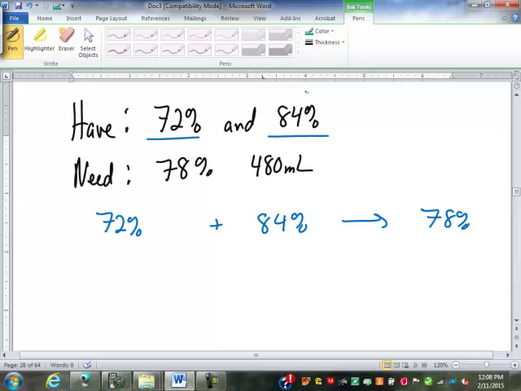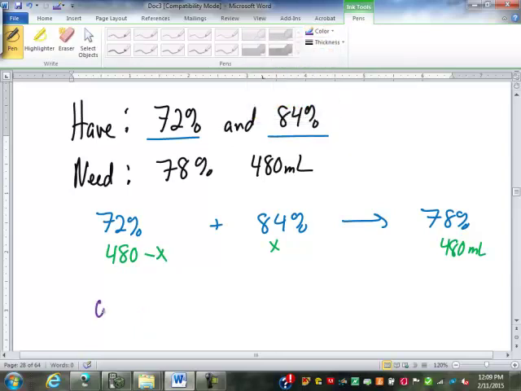We don't know how much of each. All we know is that we're going to have 480 milliliters of the 78% when we're done. We don't know how much of the 72 or 84%. Now in the last one, I chose x to be the larger percent. And there's a very good reason for that, because then I have a positive coefficient on the x. So if I let x be the amount of the 84%, the 72% will be 480 minus x.